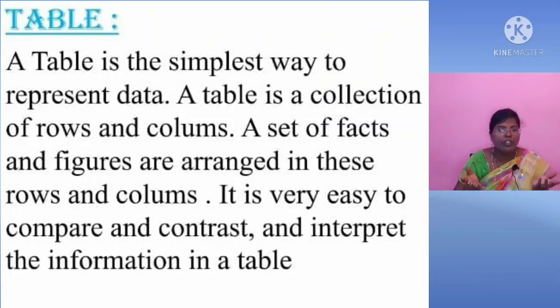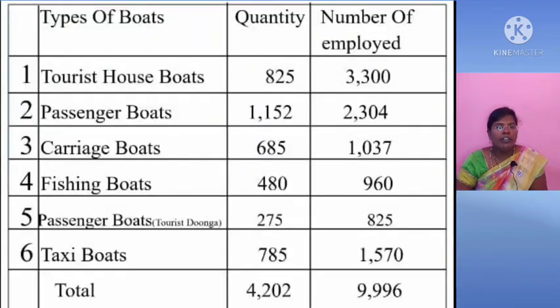Compare and contrast, both meanings are the same, but it is very easy to interpret the information in a table. So this table diagram is very easy to understand. Here they have given one example: 4 rows and 7 columns. Serial number, types of boats, quantity, number of employed. How many types of boats are there? If you observe this diagram, there are 6 types of boats.